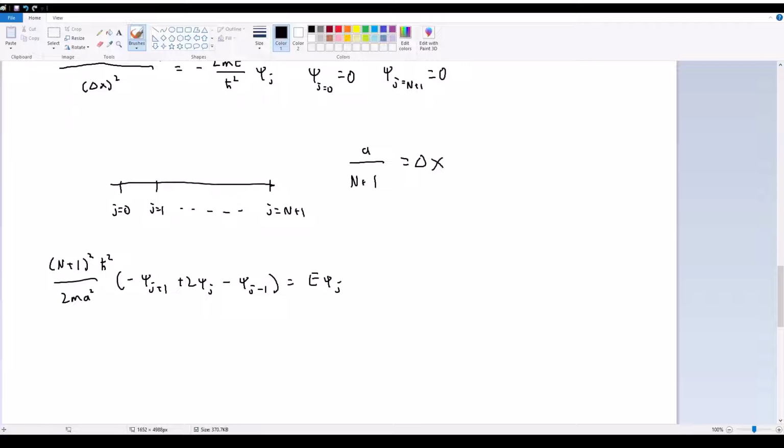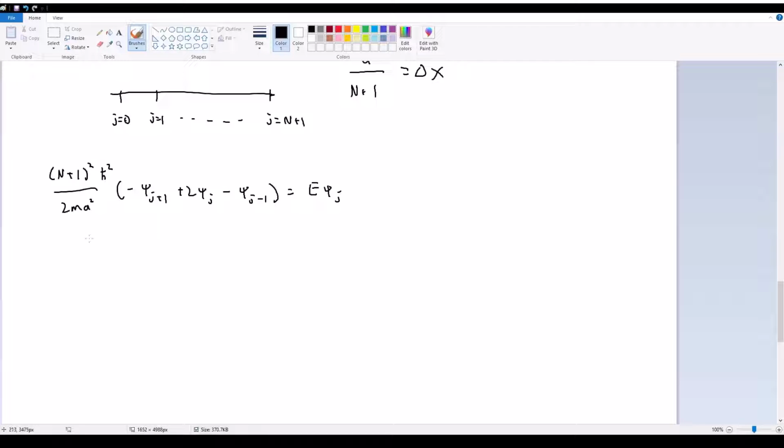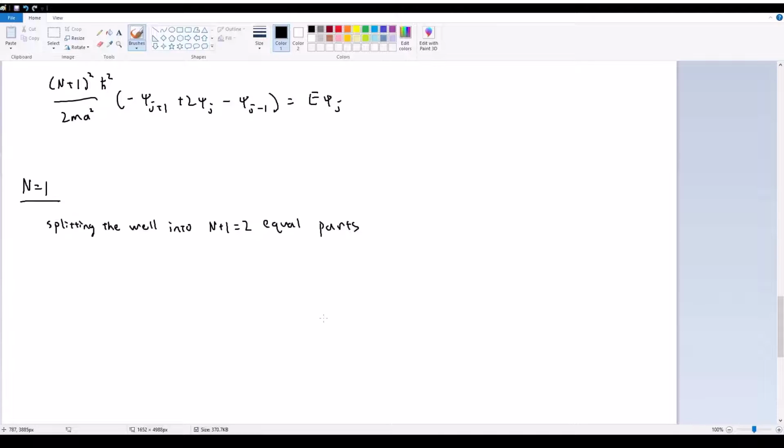And at this point, we can start plugging in. So let's look at the n equals 1 case. If n is equal to 1, then we are splitting the well into n plus 1 equals 2 equal parts. So if this is x equals 0, and this is x equals a, then we're splitting it right down the middle like that. So this is going to be j equals 0, j equals 1, and j equals 2.